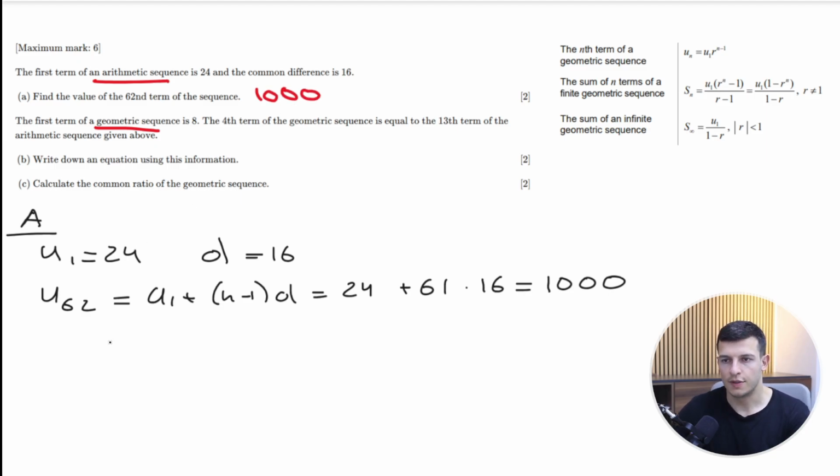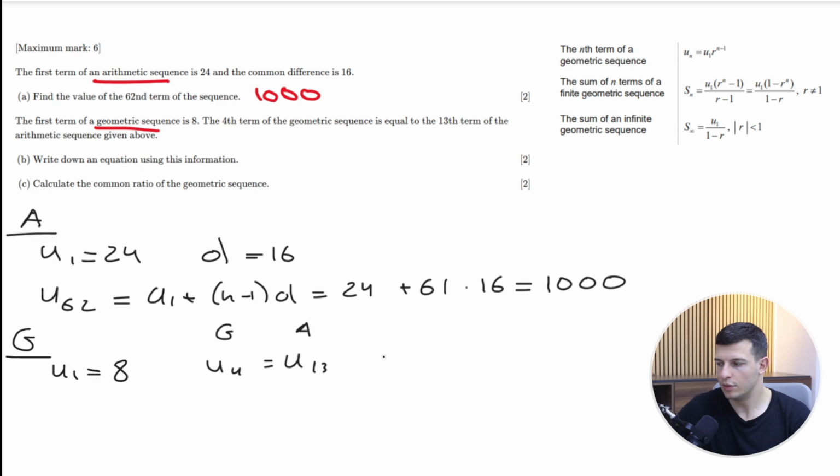Now, the first term of a geometric sequence is, now we're talking about geometric. So first term, U1, is equal to 8. And the fourth term of the geometric sequence is equal to the 13th term of the arithmetic sequence given above. So this is the key sentence here, right? We have to use both of them. So U4 of geometric is equal to U13 of arithmetic.